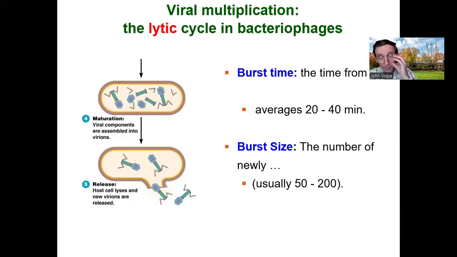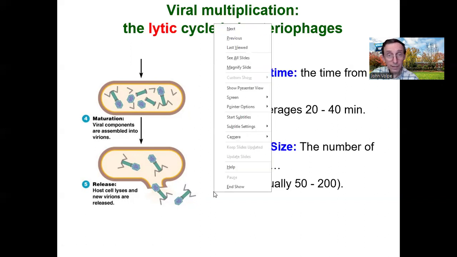There's 2 important terms in the lytic life cycle. The burst time, that's the time from initial infection of the host cell by the virus to the time that the cell bursts. It averages 20 to 40 minutes, depending on the species and depending on the temperature. And then the burst size is the number of newly released virions from the cell. And that too will depend usually on the species of the virus, something between usually 50 to 200 new virions will be released, depending on the species, from the infected cell. Any questions about the lytic life cycle?